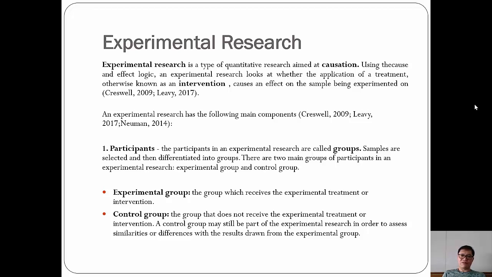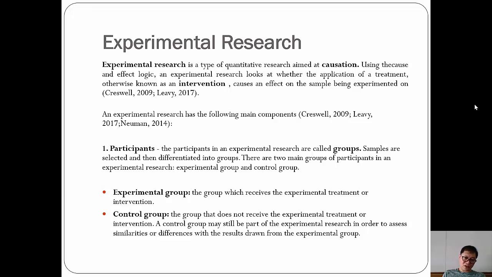And experimental research has the following main components according to Creswell again and Levy, and this time it includes Newman, from 2009, 2017, and 2014. Participants. Okay? Main components of experimental, participants. Participants in an experimental research are called groups. Samples are selected and then differentiated into groups. There are two main groups of participants in experimental research: experimental group and control group.